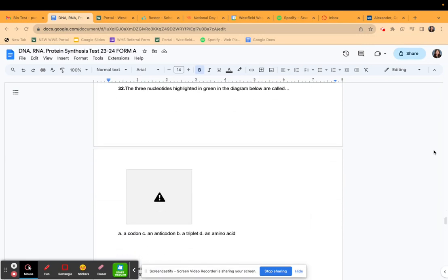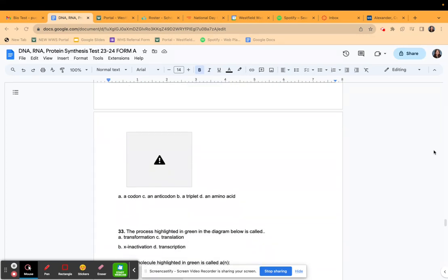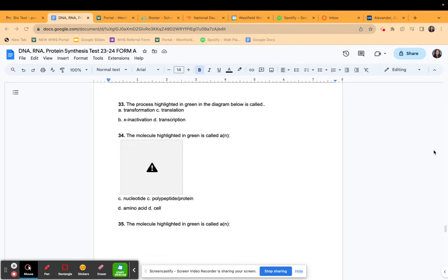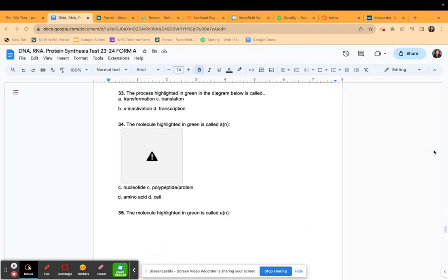32. The three nucleotides highlighted in green in the diagram below are called A, a codon, B, an anticodon, C, a triplet, or D, an amino acid. 33. The process highlighted in green in the diagram below is called A, transformation, B, X inactivation, C, translation, or D, transcription.